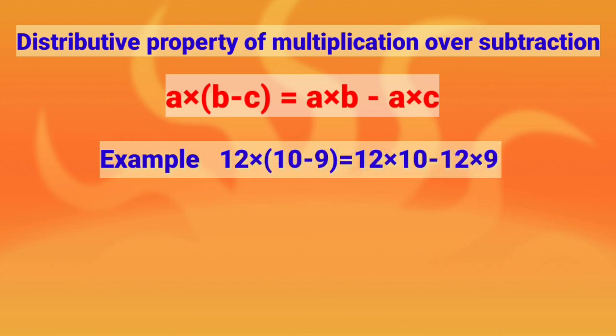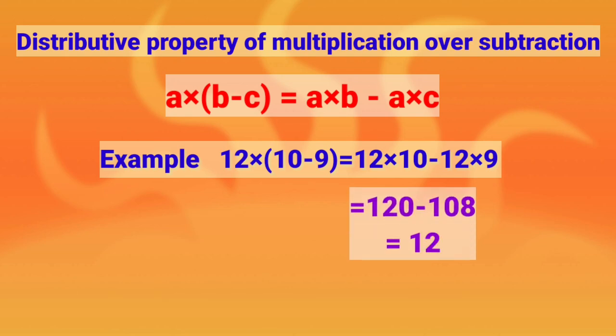Now here the number which is outside the bracket will be multiplied by the number which is inside the bracket, which is 10. So 12 multiplied by 10, then minus sign is there and then 12 is multiplied by 9. On multiplication, 12 tens are 120 minus 12 nines are 108. And finally, on subtraction, result is 12.